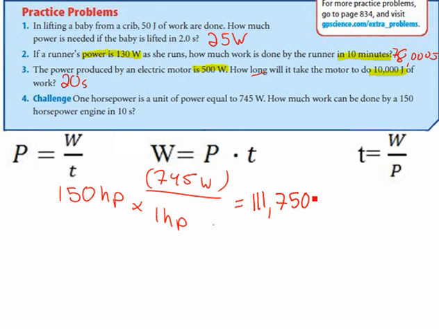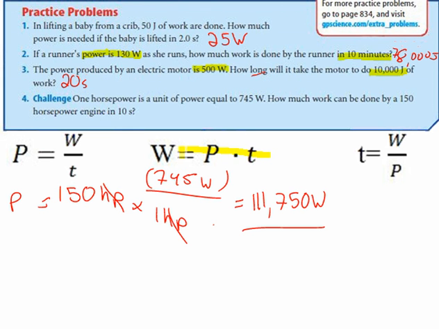111,750. And that unit's going to be watts because I've set it up so that my horsepower is in the denominator and then multiplied by something in the numerator. That gets us just watts. So we've converted that. So that's going to be equal to the power.